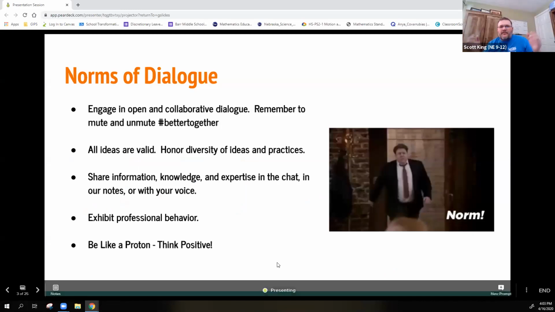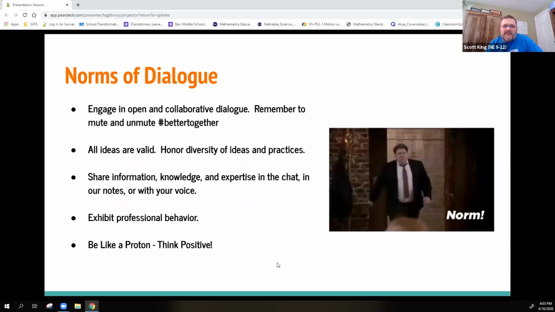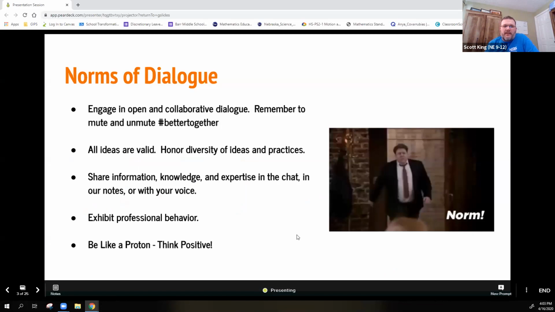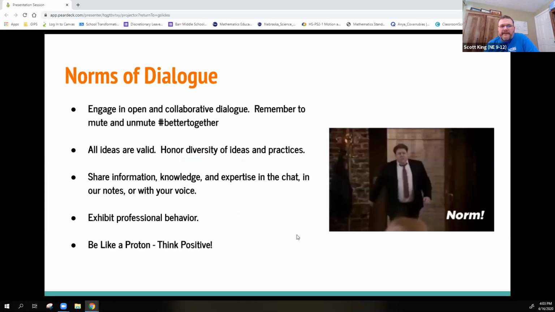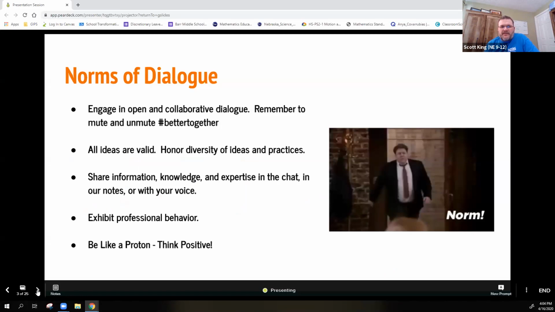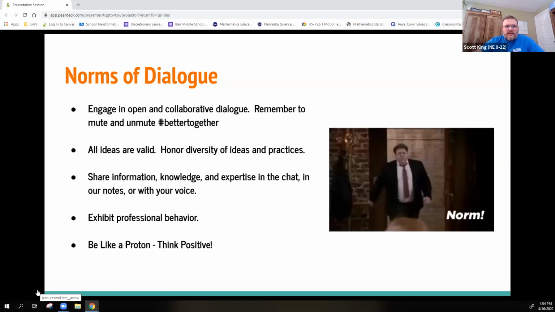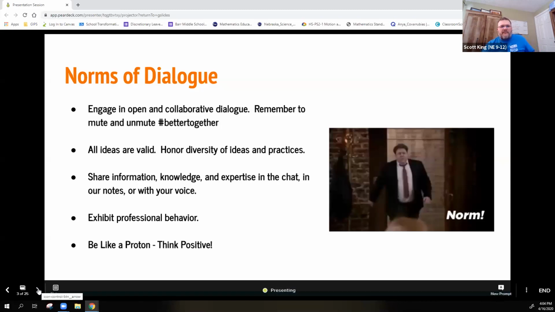Some norms that we have for you as we go through today. First of all, engage in open and collaborative dialogue, and remember to mute and unmute yourself as you choose to speak. All ideas are valid. We're going to honor diversity of ideas and practices. Share information, knowledge, and expertise in the chat with our notes or with your voice. We're going to be using Pear Deck a lot today, so you can definitely share through that. Exhibit professional behavior as we go forward, and then be like a proton and think positive.